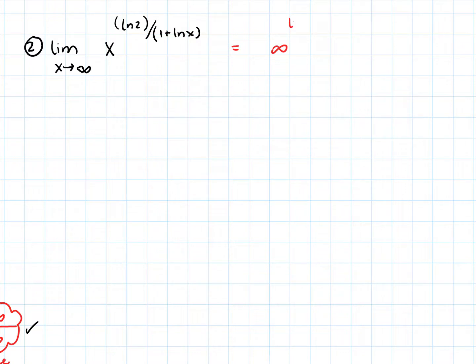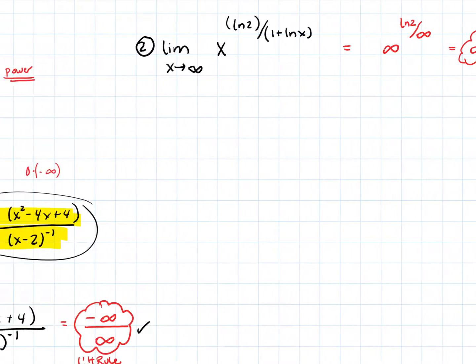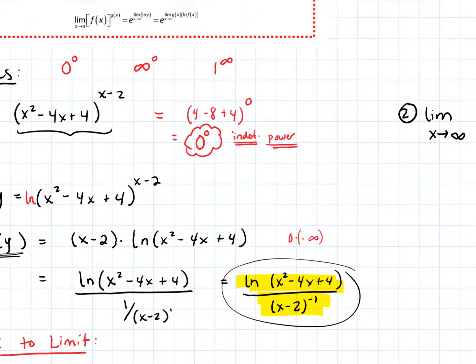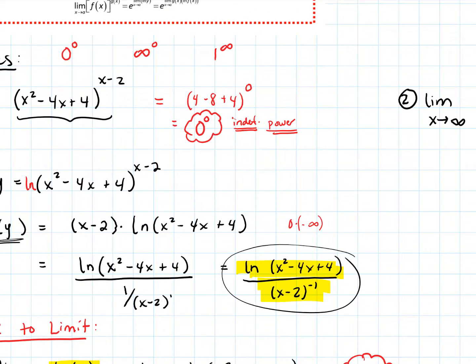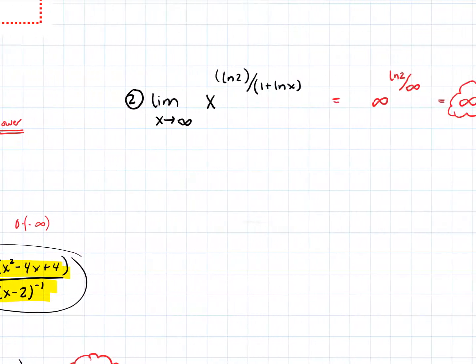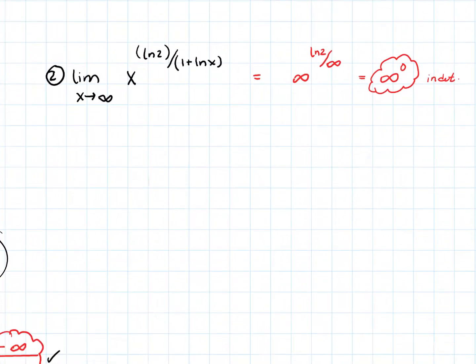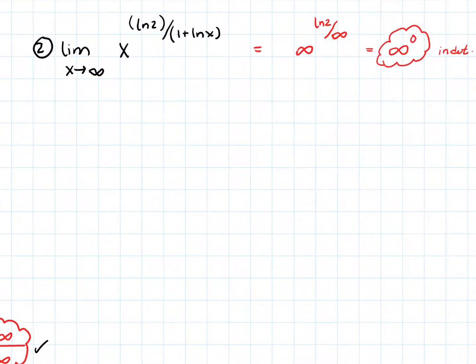Now the power here has a numerator of natural log of 2, and then we're dividing by 1 plus the natural log of x. Well, that's going to be infinite. 1 plus infinity is infinity. A constant divided by infinity is 0. So this is infinity to the 0 power. And infinity to the 0 power is, in fact, indeterminate. Okay? So remember, we listed all three of those indeterminate forms, and we do need to know those. So 0 to the 0, infinity to the 0, 1 to the infinity. And we are getting infinity to the 0 here. So that is definitely indeterminate. So we're going to have to do something here.